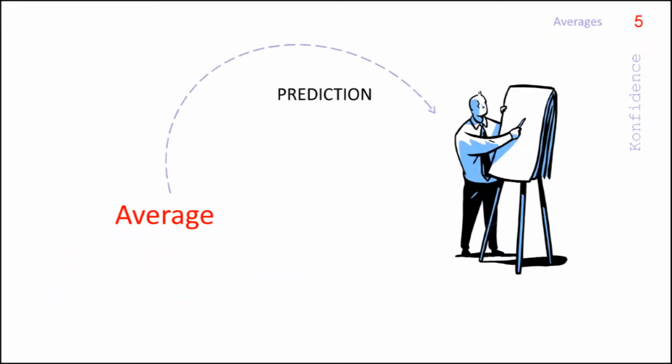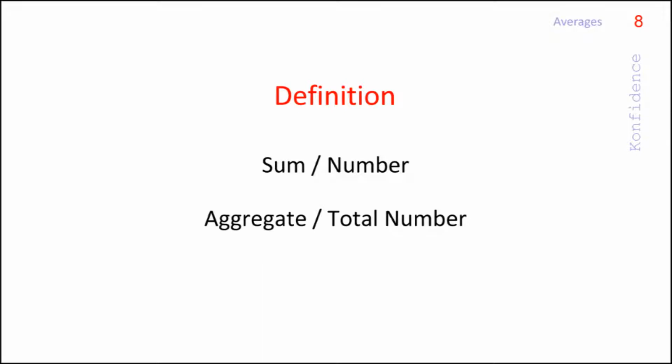Average runs scored by a cricketer would tell us that we can expect him to score approximately the average number of runs every time he comes to bat. In mathematical terminology, averages can be defined as sum divided by number or aggregate divided by total number. The sum of a set of numbers divided by the number of numbers is what we call average.